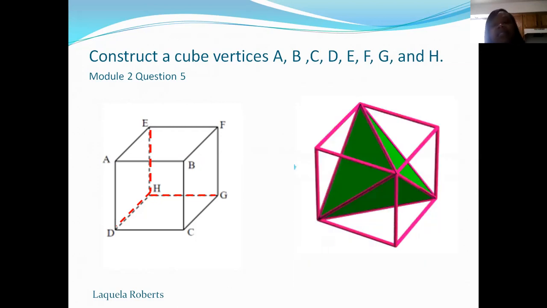And then next it asks us to construct a tetrahedron. So as you can see over in here where it meets, you see how it meets in the middle? So this is how it will be inside of that box.